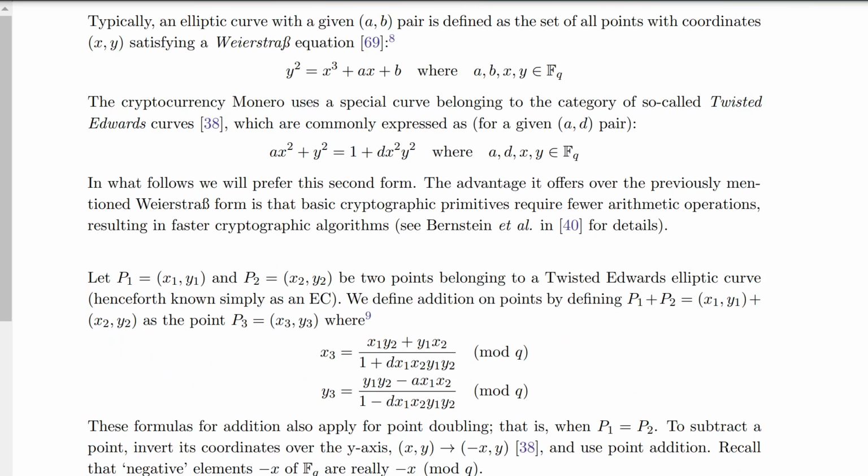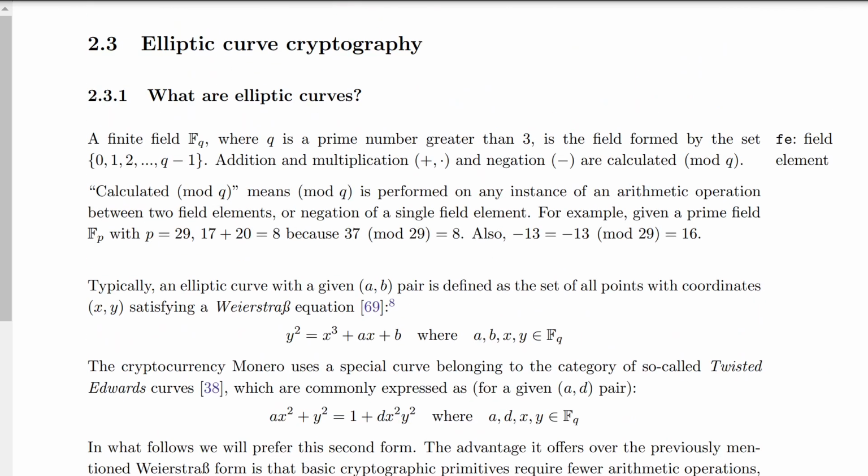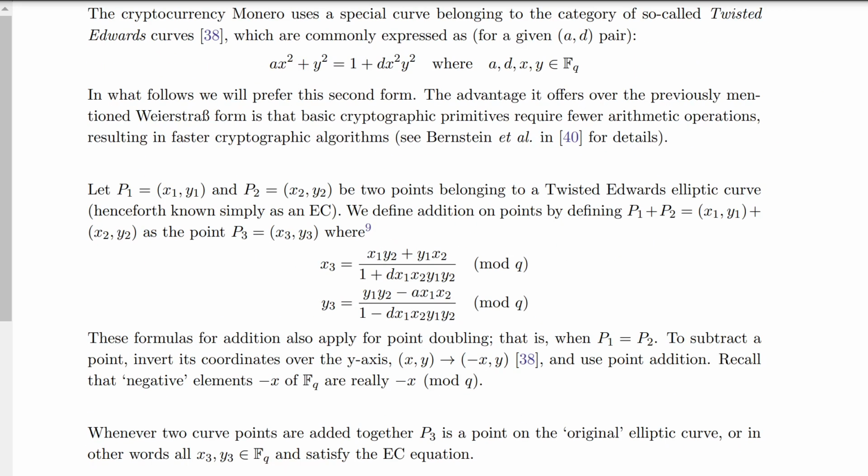So returning now to the section on elliptic curve cryptography, we begin defining these points. You have point P1, which has its coordinates x and y, and point P2, which has its respective coordinates. And we're declaring that these points are both on the twisted Edwards elliptic curve that we're considering. So henceforth, we're going to shorten that as EC.